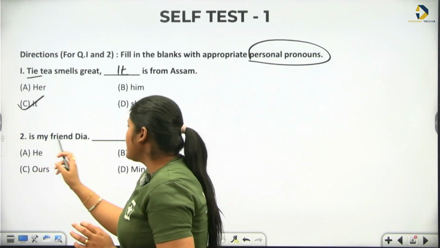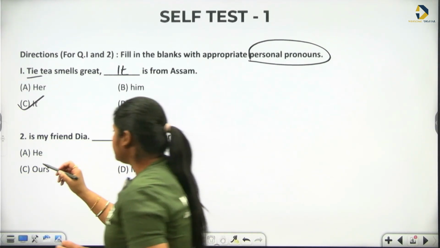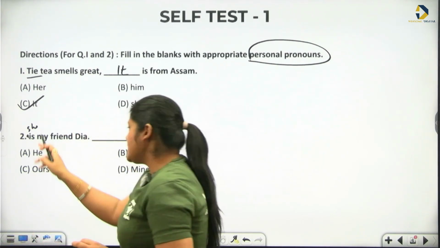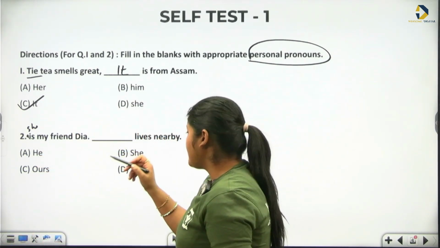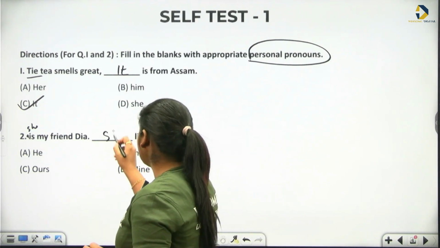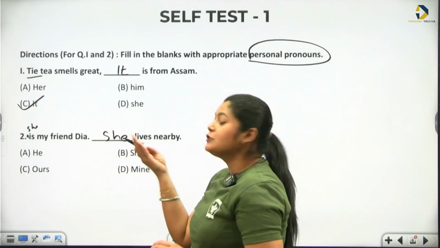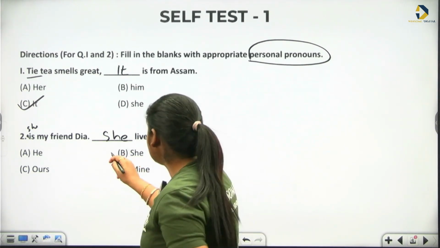Now, my friend Dia dash lives nearby. We can say, she. My friend Dia, she lives nearby. That means Dia is my friend and she lives near my house. So she is the correct option.